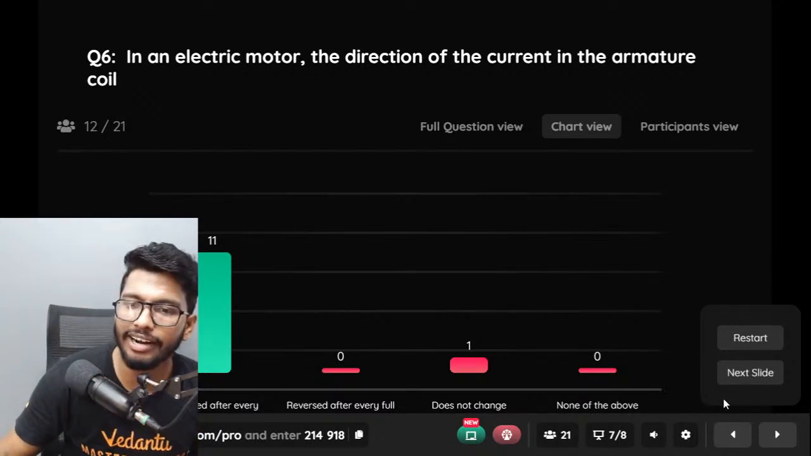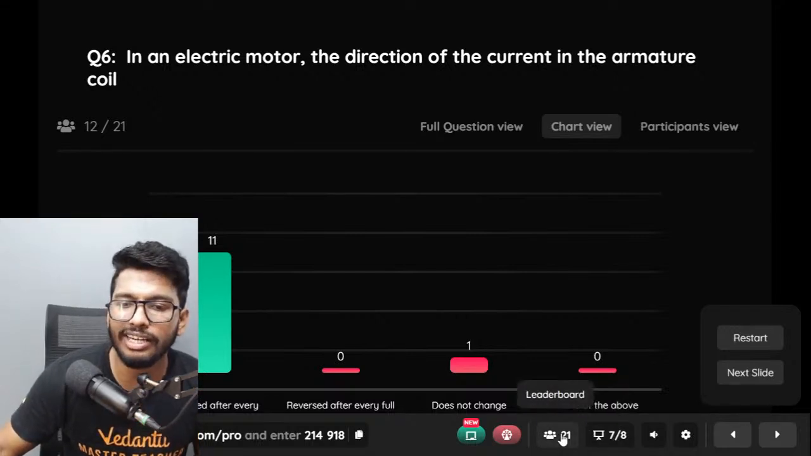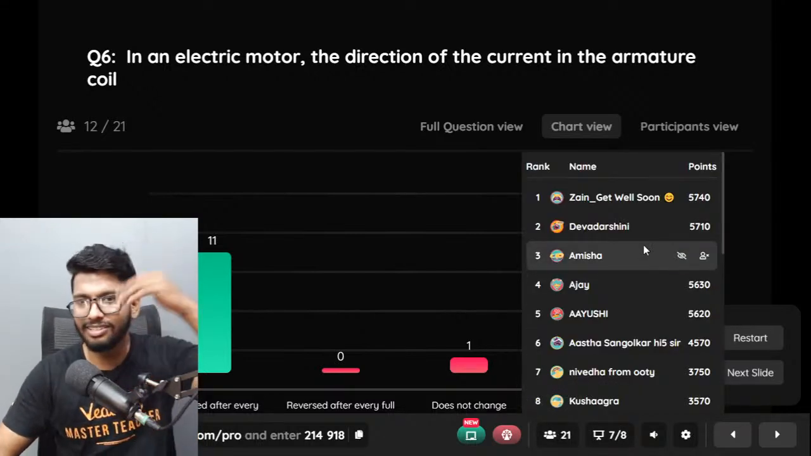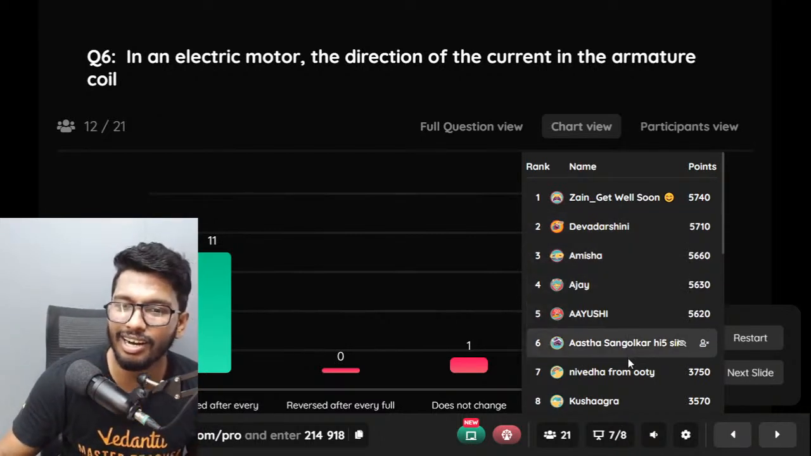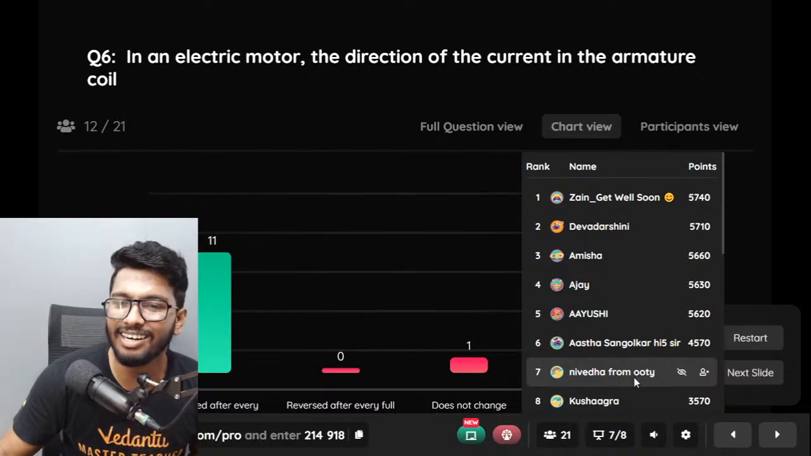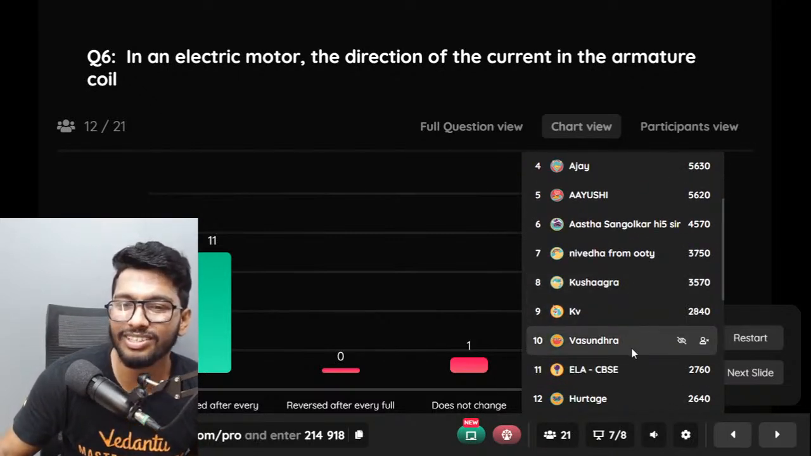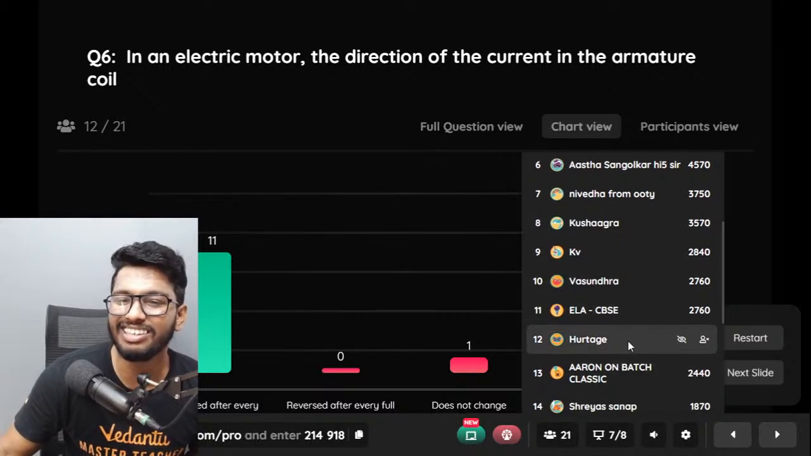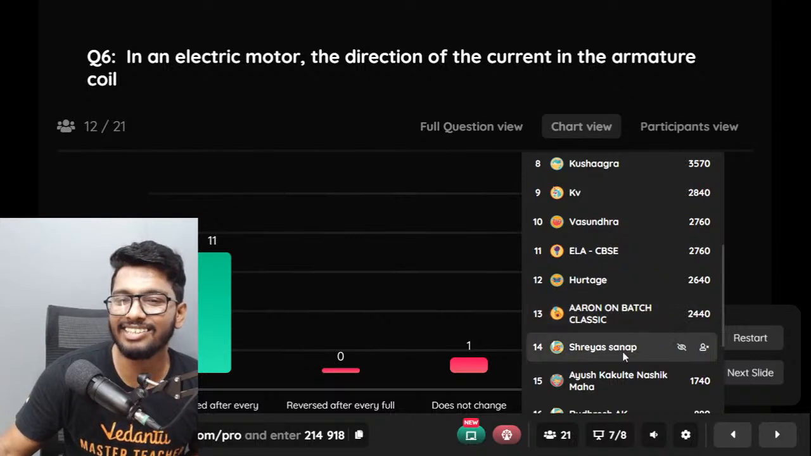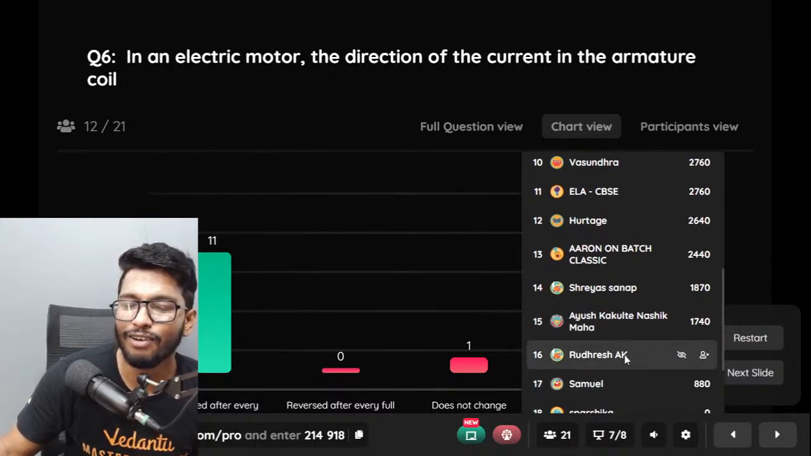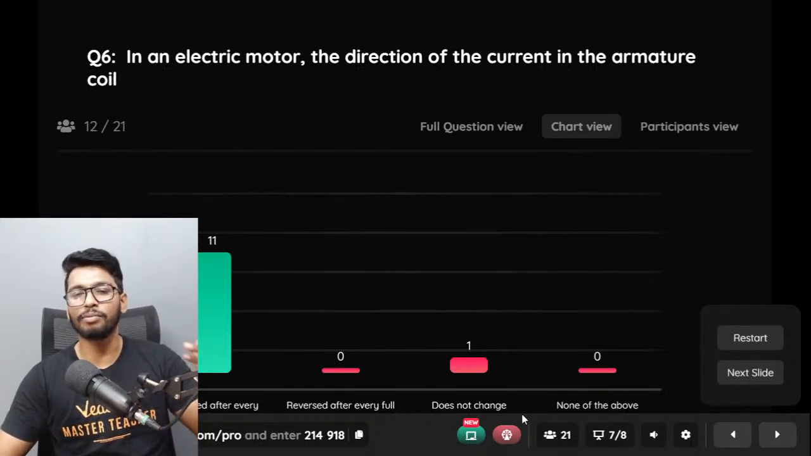So 11 of you got the right answer again. Fabulous job, people. Here's what the leaderboard stands like at this point of time. Zen still on the top. Devadashini on the second. Amisha on the third. Fourth is Ajay. Then it's Ayushi, Ashta, Niveda, followed by Niveda from Ooty. Then it's Kushagra, KV, Vasundhara, Ella from CBSE, Heritage. Then it's Aaron, Shreyas, Ayush, followed by Rudransh and Samuel. Still, a lot of you have not opened up your account at all.